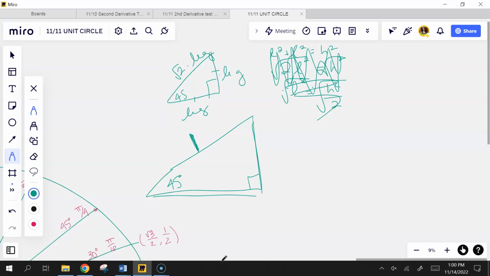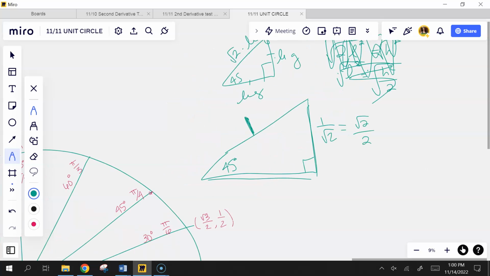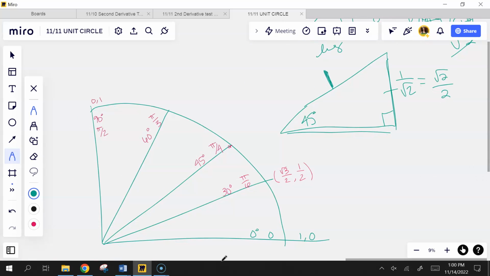Okay, so if I multiply by square root of 2 to get to the hypotenuse, how do I get from the hypotenuse to the leg? You divide, right? So if I do 1 divided by the square root of 2, I can't have a square root in the bottom. So it's just square root 2 over 2. And because it's a 45, 45, 90, it's isosceles. So the other side is square root of 2 over 2. So what are the coordinates here at pi over 4?